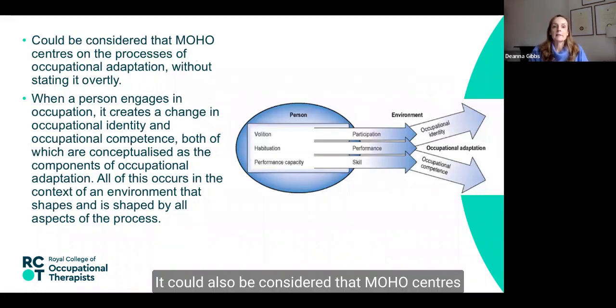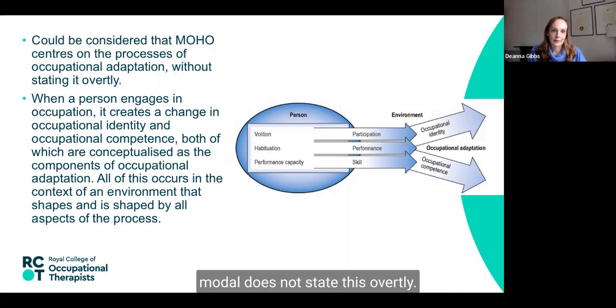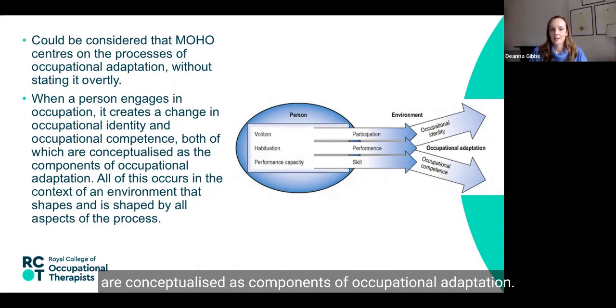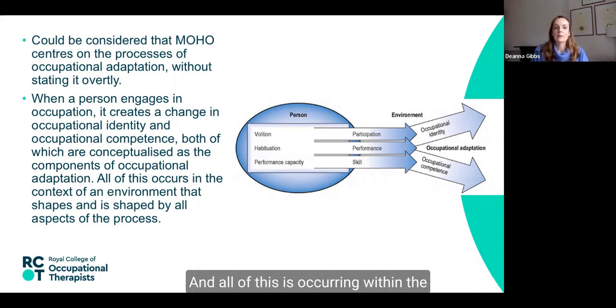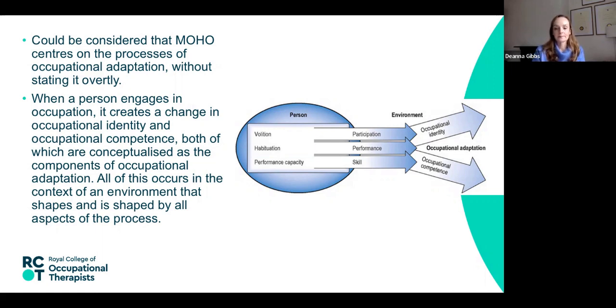It could also be considered that MOHO centres on the processes of occupational adaptation, although the model does not state this overtly. When a person engages in an occupation, it creates a sense of occupational identity and occupational competence, both of which are conceptualised as components of occupational adaptation. And all of this is occurring within the context of an environment that is shaped and serves to shape aspects of the process.